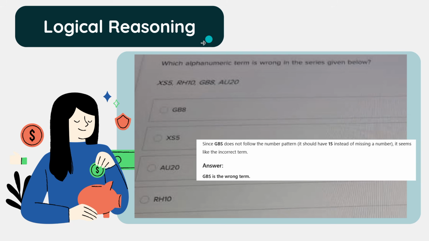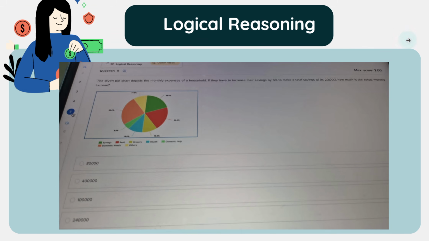First, logical reasoning. The first question is, which alphanumeric term is wrong in the given series below? XS5, RH10, GBS and AU20. If you consider the numbers on the right, there is 5, 10 and here 20, but here it is S. So you might feel that it should be 5, 10, 15, then 20, so it is missing its order, so I feel GBS is the odd one, the wrong term. This is my opinion. You can put your correct option in the comment section, okay? And let everyone know the correct answer.